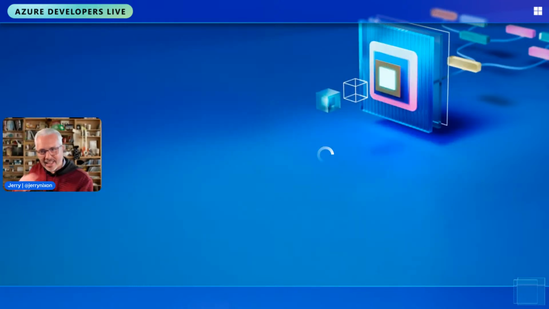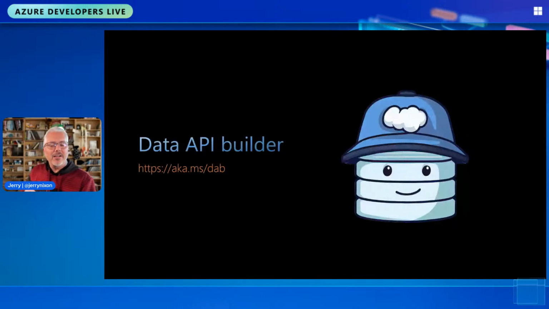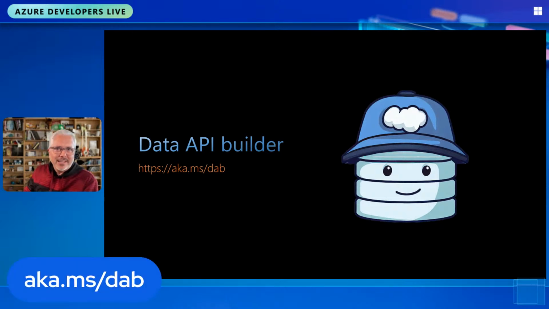And here we go. Let me share my screen and get you started. We'll circle back to this, but I want to make sure that you know where to go to find more information about Data API Builder. It is aka.ms/dab, Data API Builder. We call it DAB all the time because Data API Builder takes forever to say. And so we've got this cute little logo, but there's far more to Data API Builder than this cute logo.